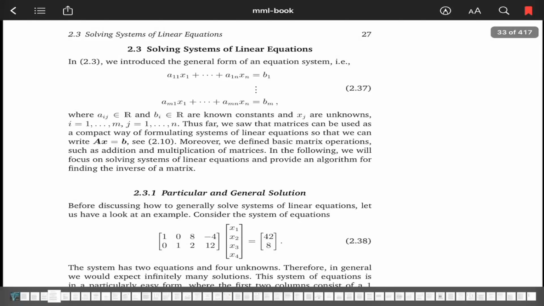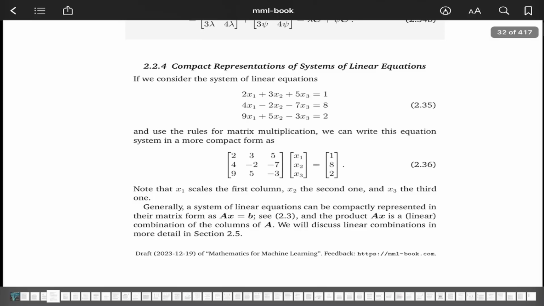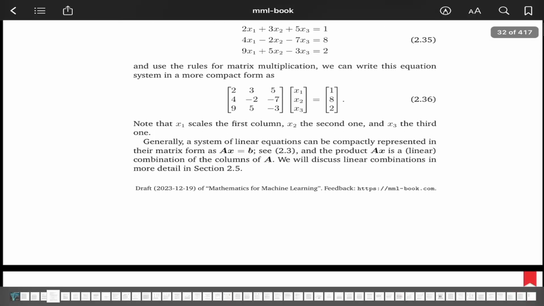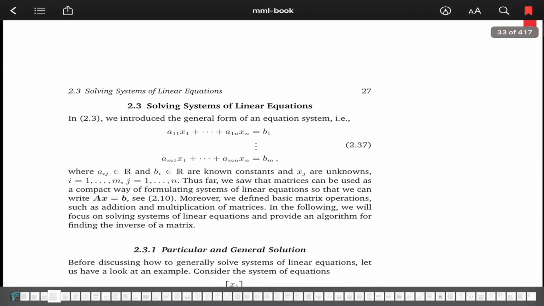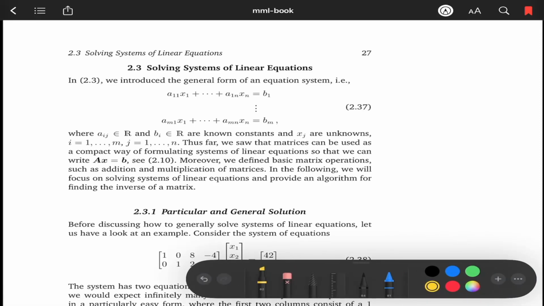Welcome to another open learning session where I'm going to catch up with deep learning. Last time we did the compact representation of systems of linear equations, and today we reached chapter 2.3, solving systems of linear equations. Okay, so let's just go in.